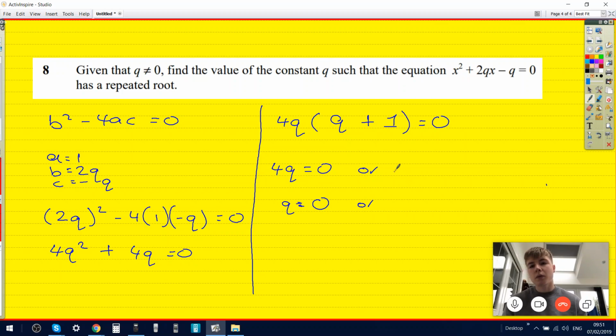And then q plus 1 equals 0. So minus q equals minus 1. And they said in the question, that bit that you were talking about, q does not equal 0. And so what's the final answer? q equals minus 1. Yes. Any questions there?